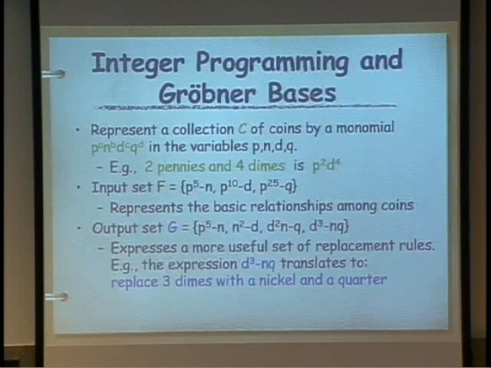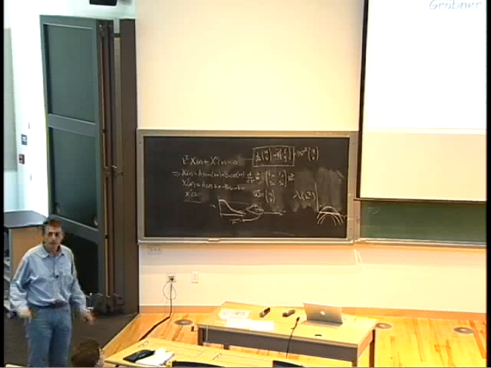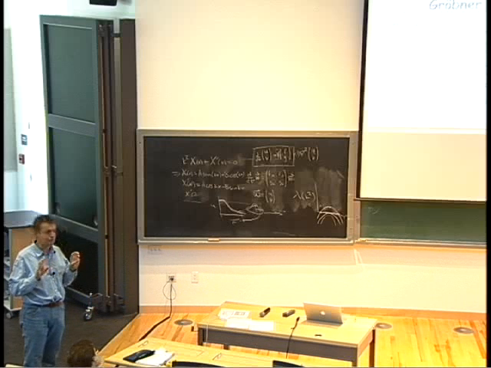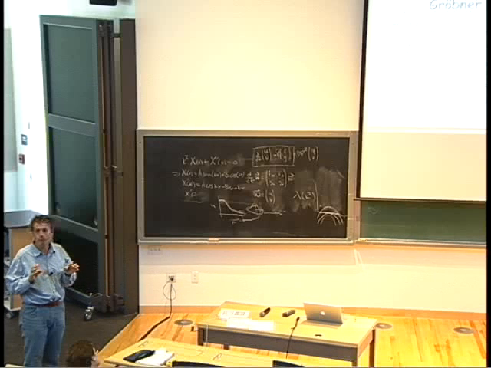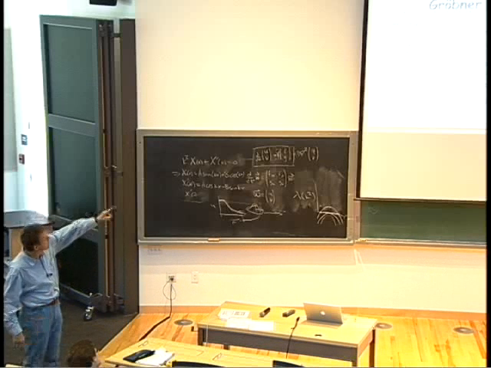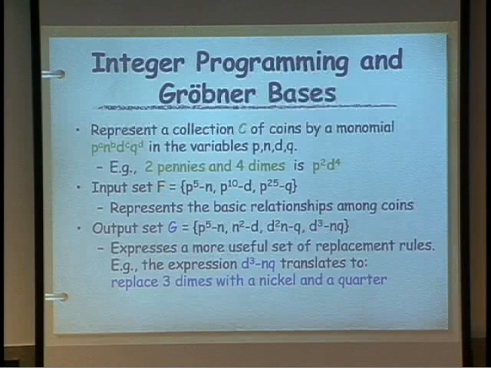Now I have to phrase this as a set of input polynomials producing some output polynomials. The set of input polynomials gives equations that specify the monetary relationships among these coins. So the input set F is P to the 5th minus N. Well, that says that 5 pennies are a nickel. P to the 10 minus D says 10 pennies are a dime. P to the 25th minus Q says 25 pennies are a quarter.